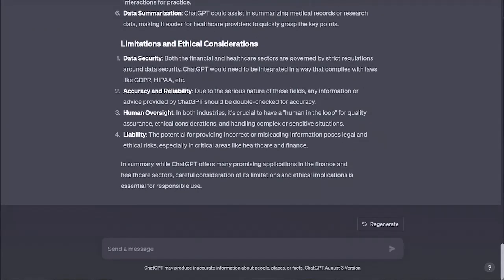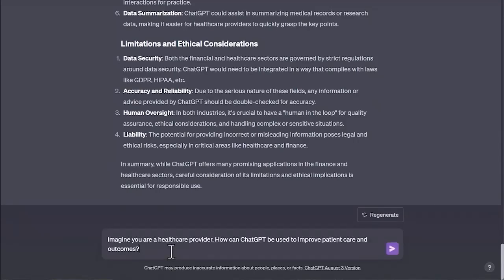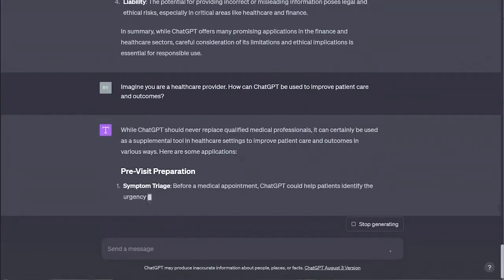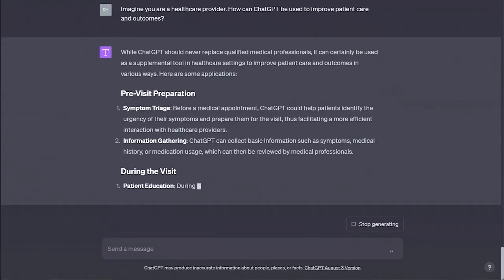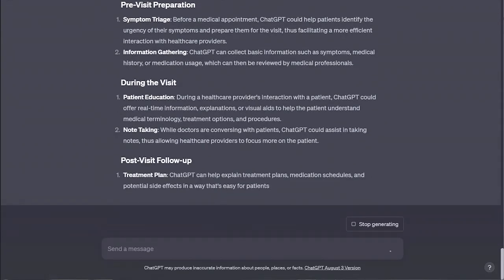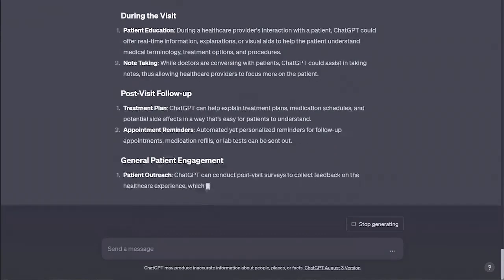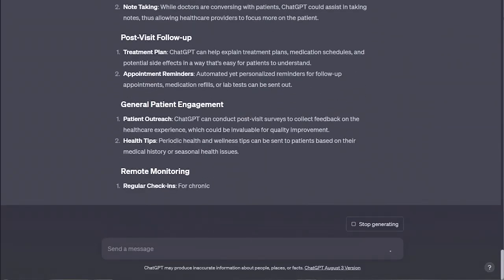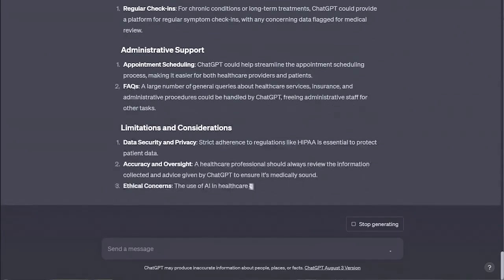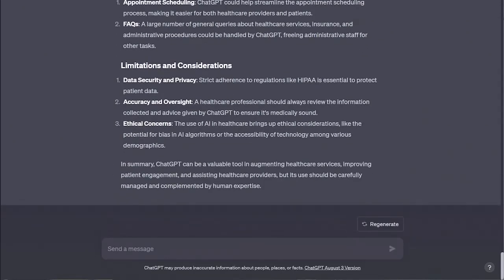Next, let's try and make our prompt more engaging. So we'll prompt ChatGPT with, "Imagine you are a healthcare provider. How can ChatGPT be used to improve patient care and outcomes?" What makes this prompt more engaging is that it takes the original prompt, adds the specificity of a second prompt to it, and then adds more context, making the resulting output more interesting. And there you have it, how to create your first effective prompts in ChatGPT.